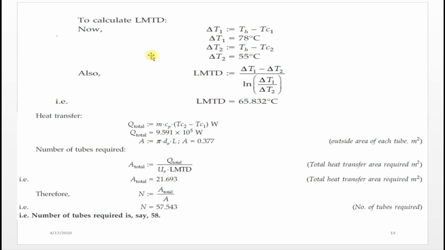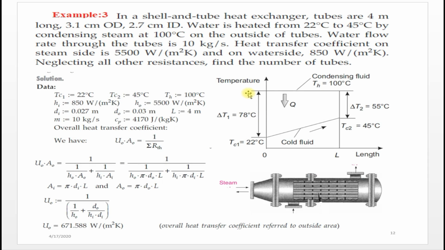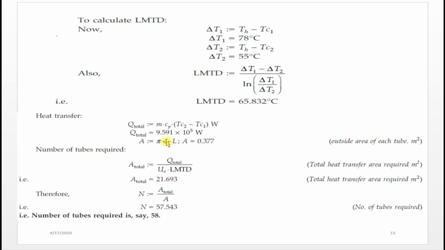To calculate LMTD, you have to find out delta T1 and delta T2 values. Delta T1 is what? TH1 minus TC1, this temperature minus this temperature. Delta T2 means TH2 minus TC2. If you substitute that, you will get 65.832 degree Celsius.